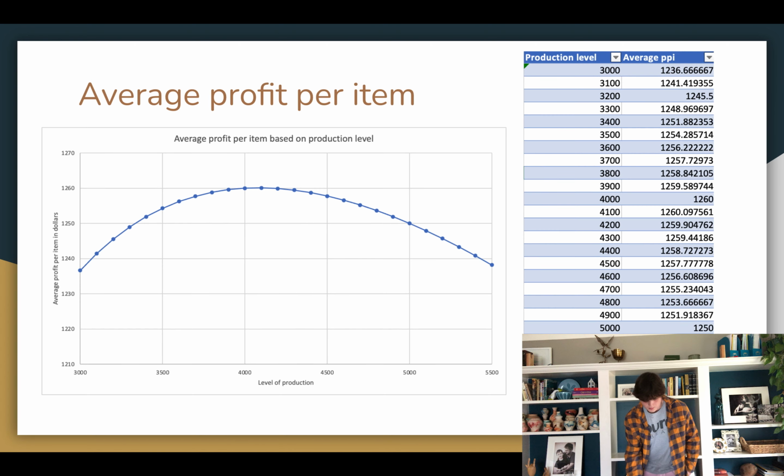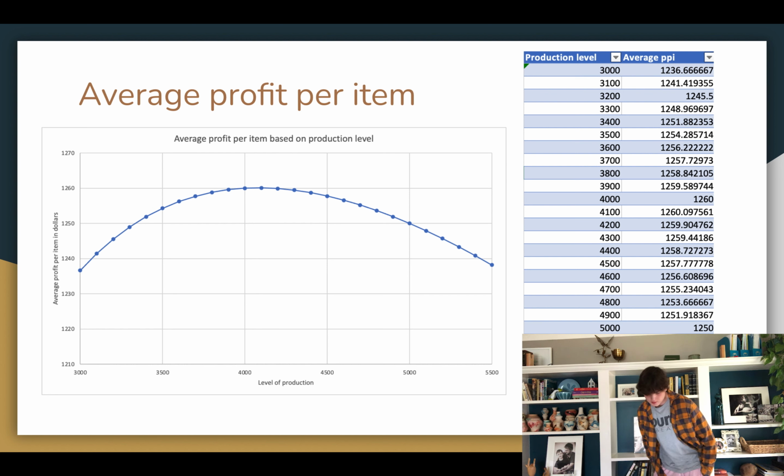So here is, okay, so as you can see from this graph, we have not a linear function. Our peak is around $1,260 for the average profit per item. So essentially what this means is as we go up in levels of production, you can see on the x-axis, at first we go up in our average profit per item, which of course makes sense. We hit a certain point and then it starts to dip a little bit.